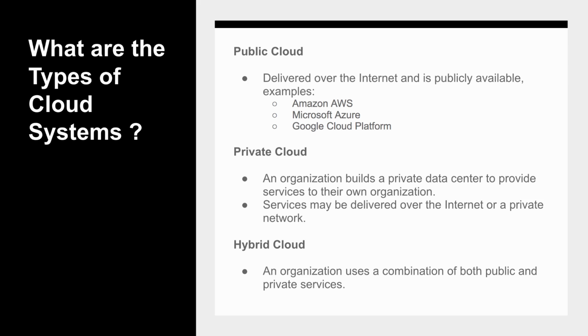And the last major architecture we'll talk about here is a hybrid cloud. And in this case, an organization uses a combination of both a public and a private cloud for services. And so there may be some things that they're hesitant, maybe from a security aspect or just a practical aspect, that they'll provide in their own data center, and then other services they'll deliver in the public cloud.